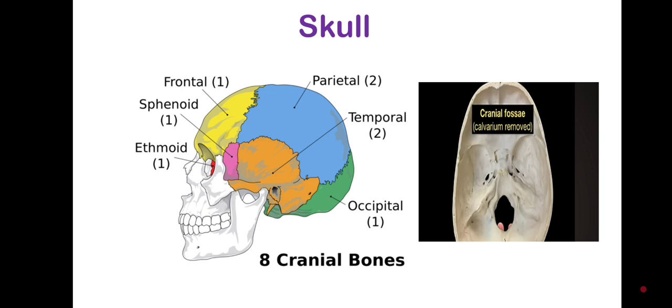And in the orange color, you can see the temporal bones. So these temporal bones contain our ear structures. In the back of the skull, the greenish part denotes the occipital bone. So in the occipital bone, in the second picture, you all can see that there's a large hole. So it's called the foramen magnum. So this foramen magnum helps to pass the spinal cord.